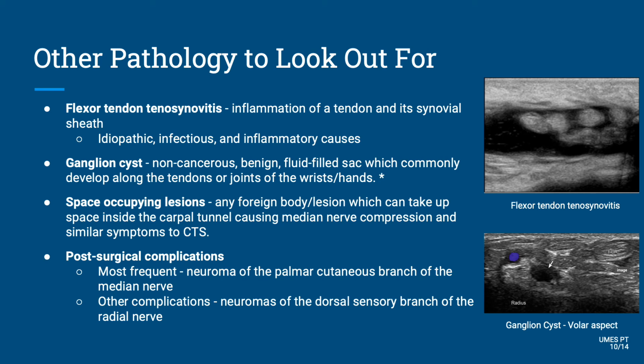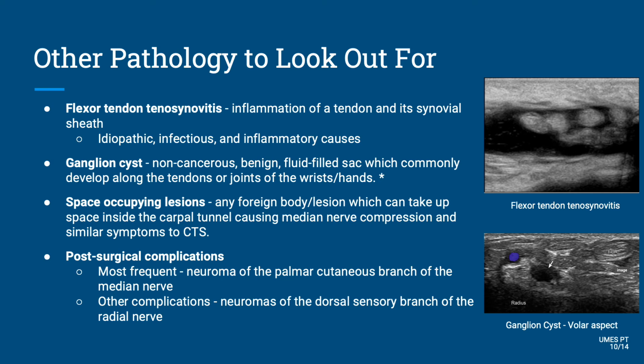Some other pathologies to look out for when you're doing ultrasound at the carpal tunnel are flexor tendon tenosynovitis, which is inflammation of a tendon and its synovial sheath. Causes range from idiopathic, infectious, and inflammatory. In the top image, you can see a case of flexor tendon tenosynovitis where there is very prominent edema around the flexor tendons. Remember that edema will be black because the fluid is anechoic.